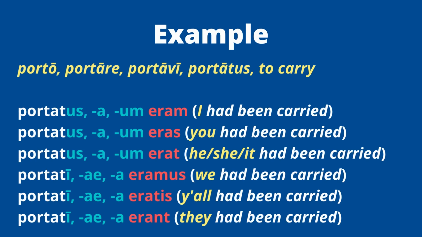But here's an example, right? It's the same verb we did for perfect tense. Porto, portare, it means to carry. If you want to make it pluperfect passive voice, you go to the fourth principal part, which is portatus. And remember, it's portatus for masculine, feminine, and neuter. And you add on the imperfect form of esse, which would be eram, eras, erat, eramus, eratis, erant.